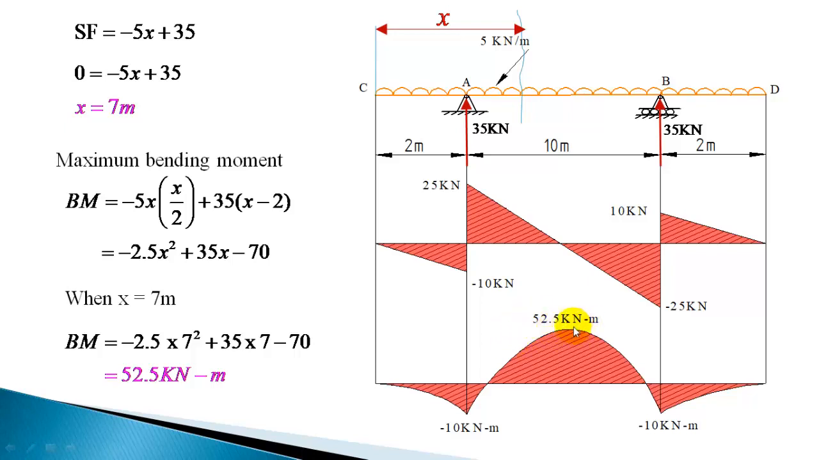This peak value of bending moment you should always calculate and write it in a bending moment diagram. Without that, bending moment diagram will not be complete. But this location of point of contraflexure, if it is asked, you should calculate. Okay. So you need to find out the distance from the left end or from the right end.